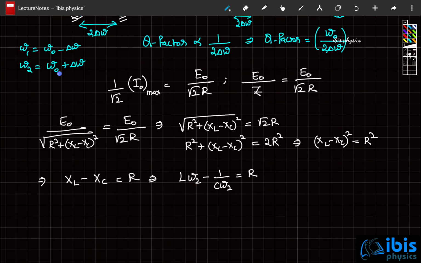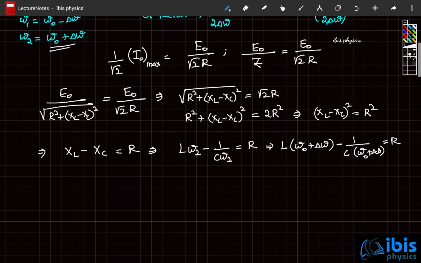So what is omega 2? Omega naught plus delta omega. So here L into omega 2, which is omega naught plus delta omega, minus 1 by C into omega 2, which is omega naught plus delta omega, is equal to R. So the next step I am taking omega naught out. L omega naught into 1 plus delta omega by omega naught minus 1 by C omega naught into 1 plus delta omega by omega naught.